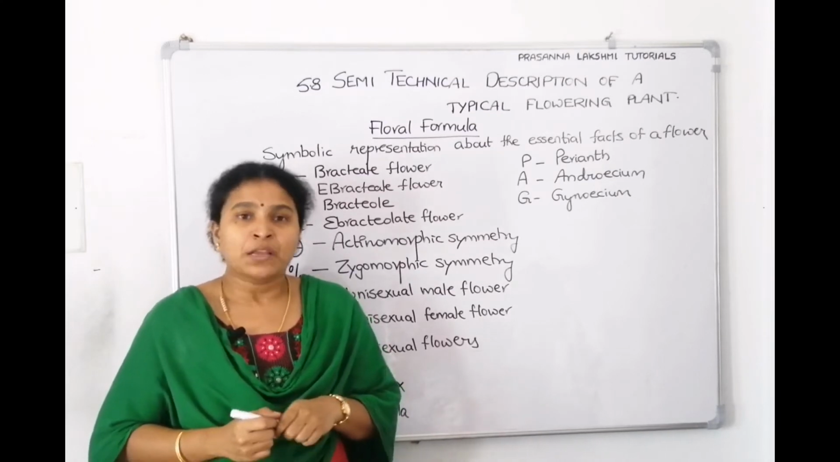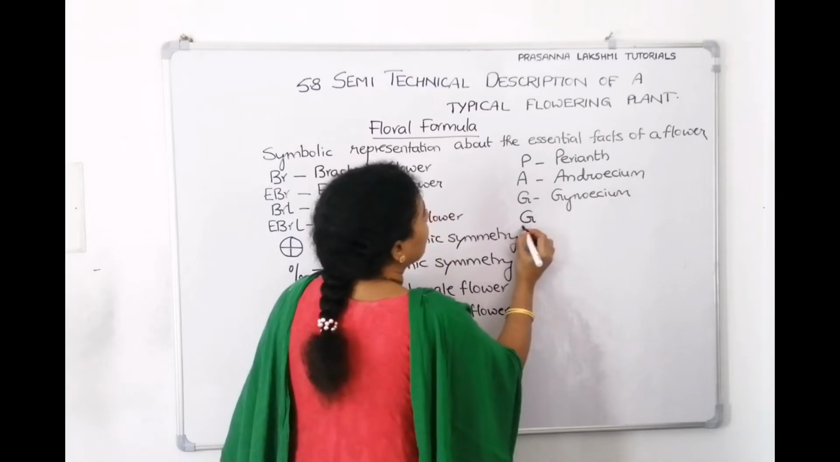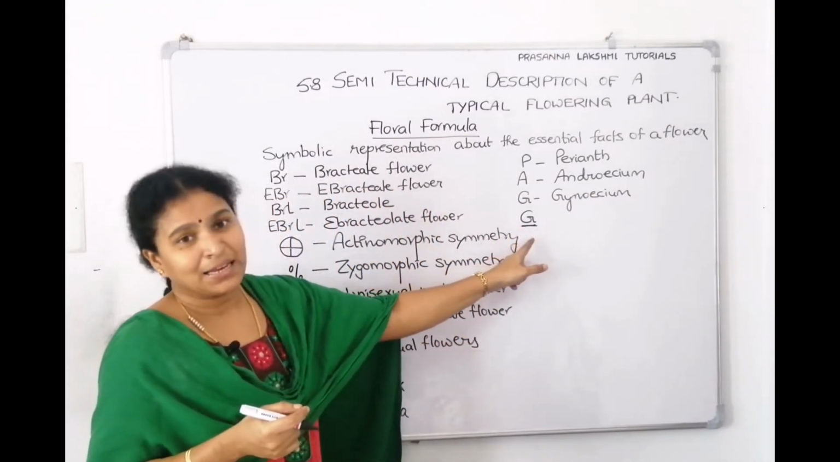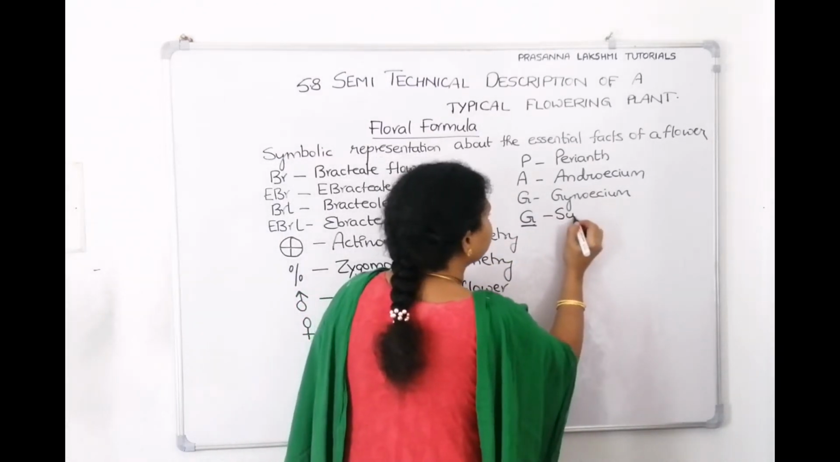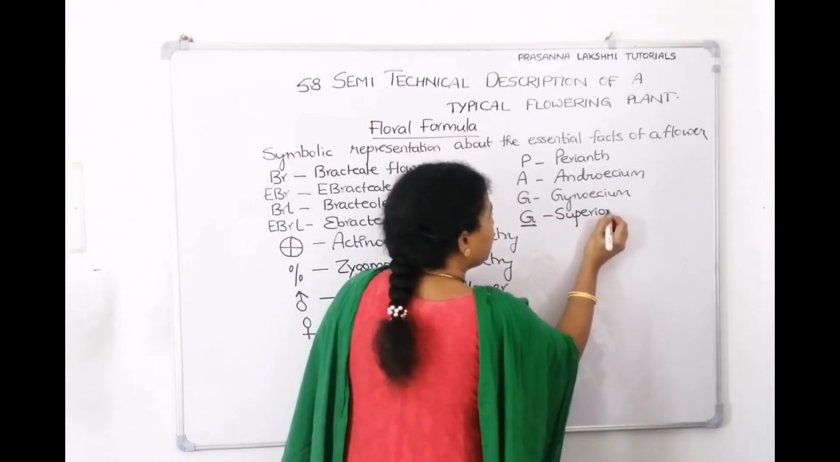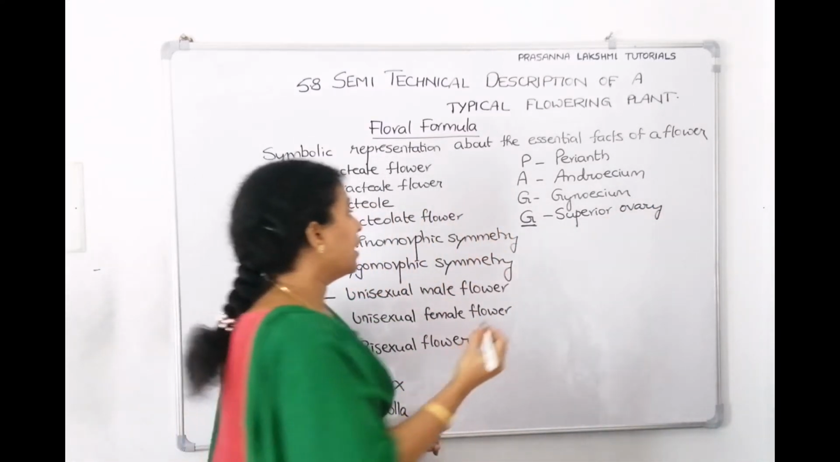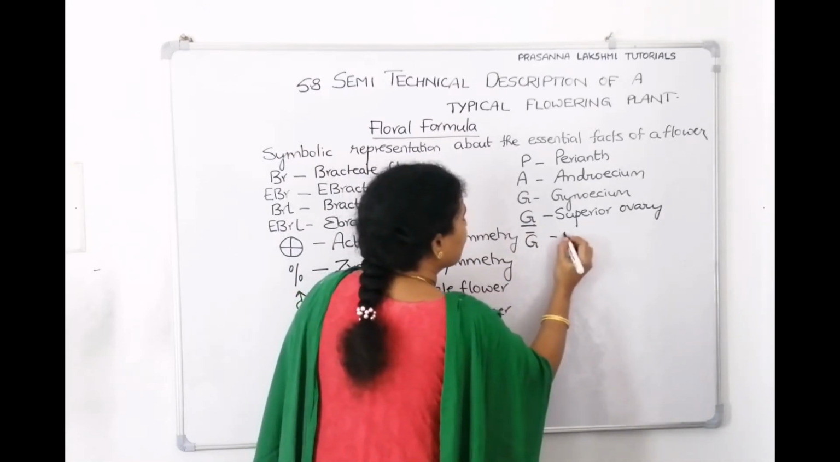First for superior ovary, G is sitting on the top, and the thalamus is at the bottom. So we use the symbol G underlined for superior ovary. For inferior ovary, G is at the bottom, so we keep G on the bottom and use a line on the top. This symbol is used for inferior ovary.